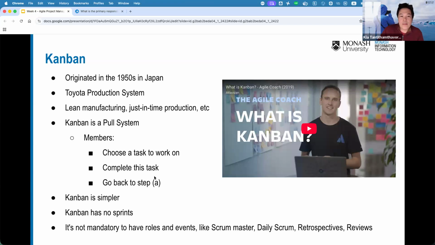Kanban is really about a pull system. It means that as a member of the team, you actually choose a task. What do you want to work on? And then you complete the task and then go back to step A again. Okay. Basically, you pull the task from the board and then you work on it. All right. So Kanban is simpler and it has no sprint.